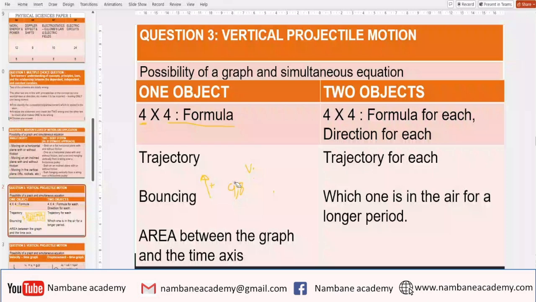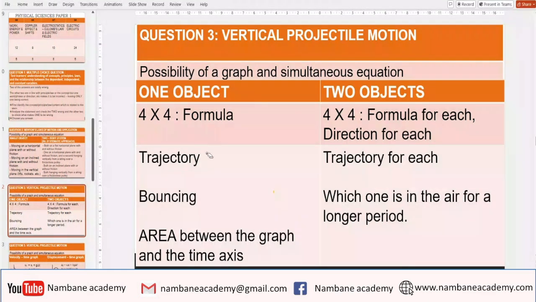Now, the same thing will happen even for the 2 objects. When we are having 2 objects, that means they need to take each object and get a formula for each and try to relate it, because if it's a 2, it means it is going to be a simultaneous type of a question, and then they need to talk to the relationship between the 2, how it is going to be related, and then they'll come up with whatever it is there.